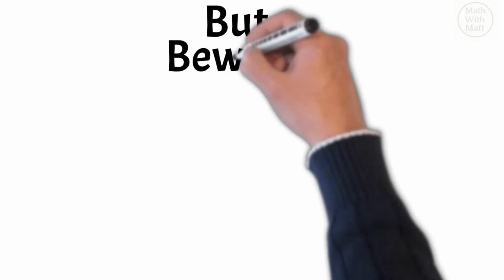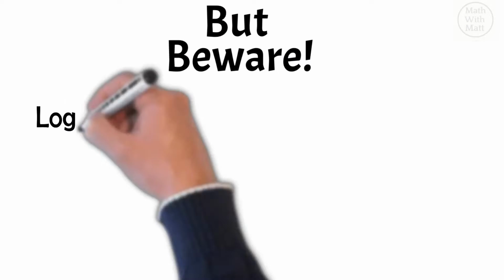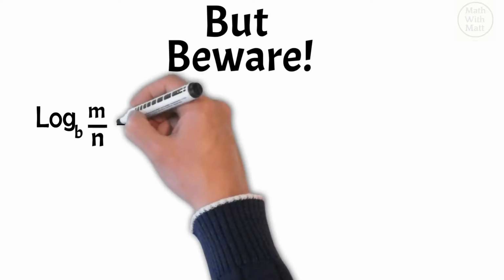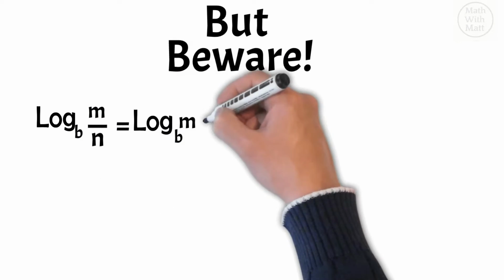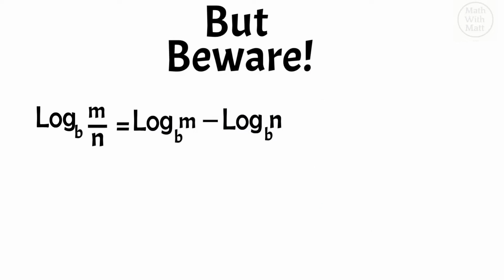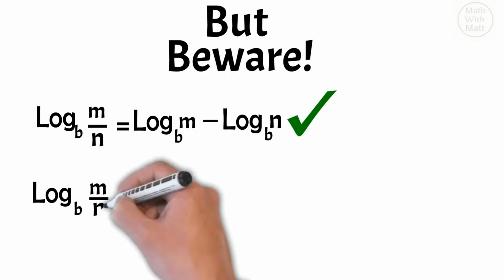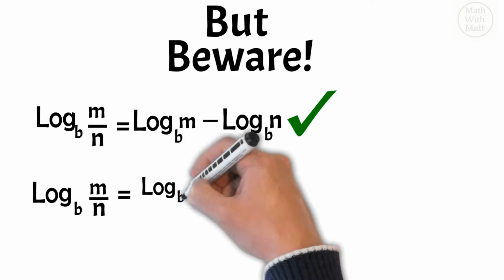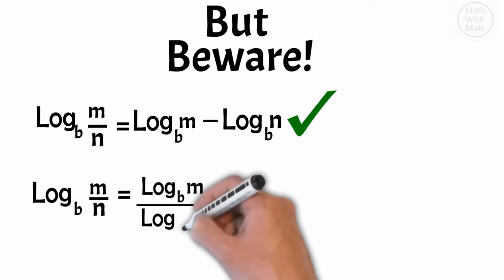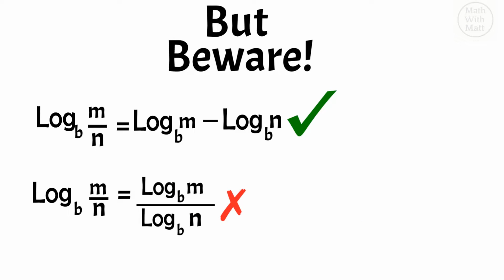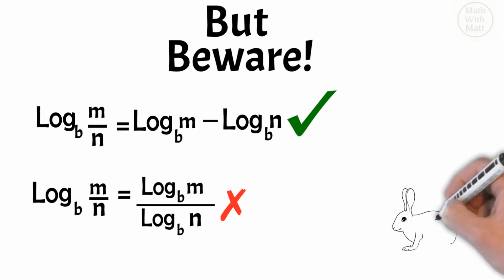But beware. Again, log of m divided by n is log m minus log n. But sometimes some people make the mistake of taking log of numerator and denominator, and not substituting division with subtraction, which is of course so wrong. And because of this, a baby bunny cries.